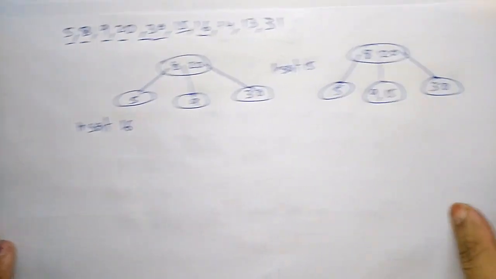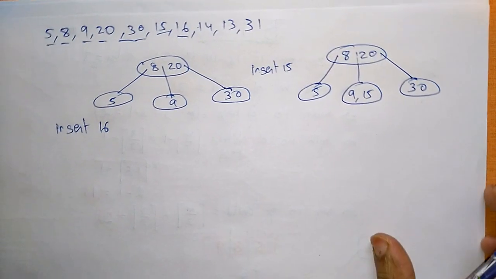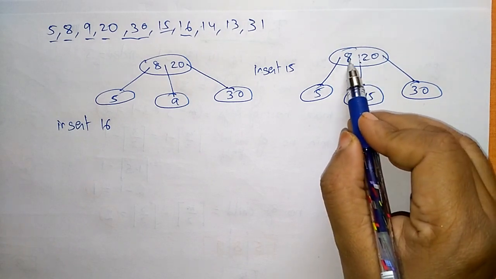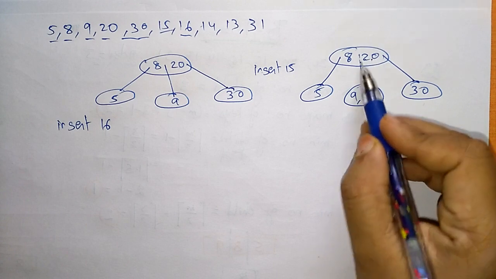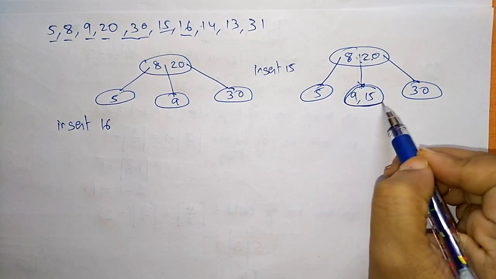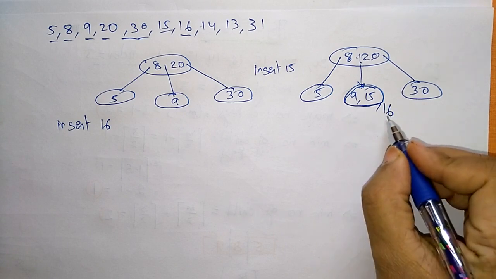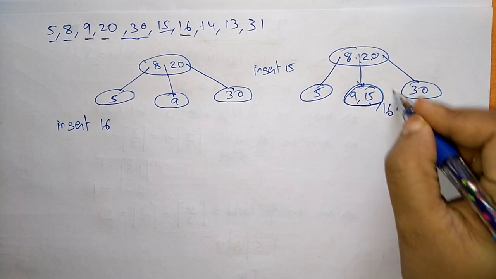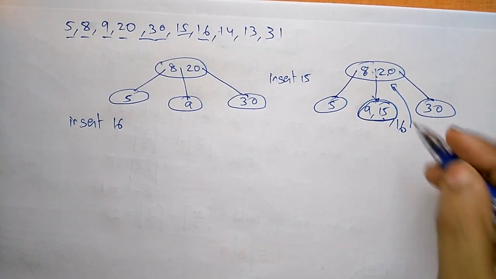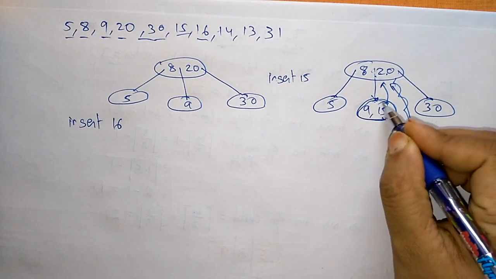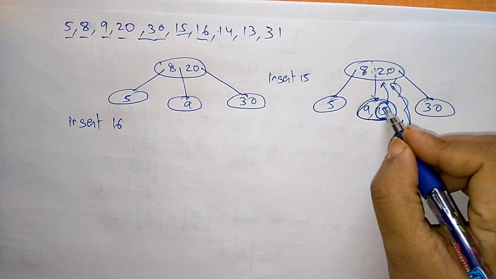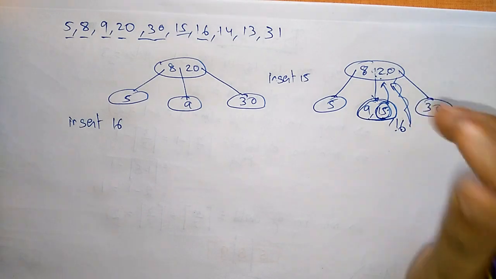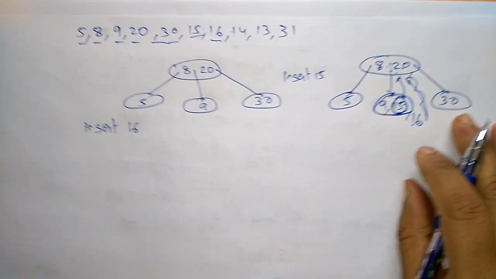Here the problem arises again. Where do I have to insert 16? In between 8 and 20, because 16 is greater than 8 and less than 20. But here the node is already full. So now shift the middle value, not 16 but 15, because you have to take the middle: 9, 15, 16. So 15 has to be shifted up to here. This node is full, so split the node and shift that value up.